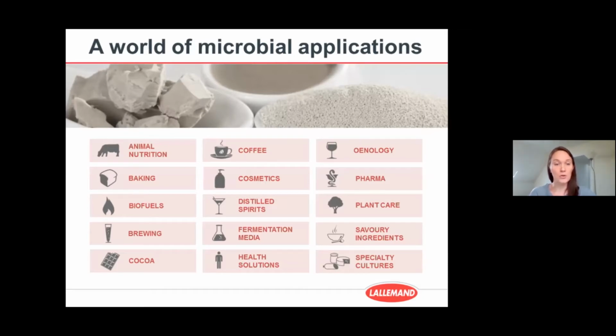We have microbial products for animal nutrition, for baking. We still make baker's yeast and a number of other products as well. For biofuels, distilled spirits, savory and flavor applications, and a whole range of others.